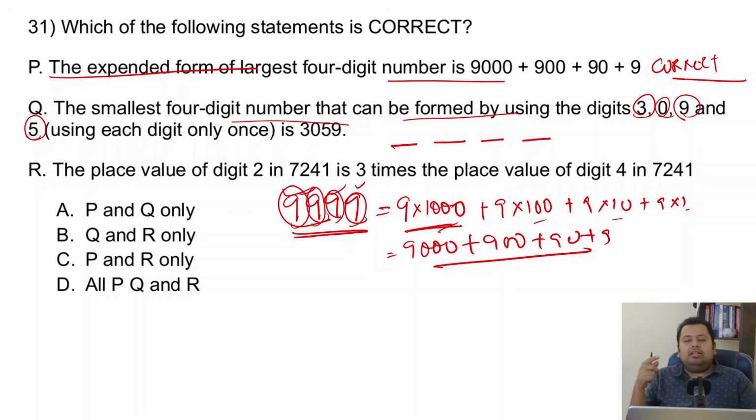Then, in the hundreds place, the next smallest number, in the tens place, the next smallest number, and the last number in the ones place, right? Now, within 3, 0, 9, and 5, which is smallest? 0 is the smallest. Now, if I put 0 over here, will it still become a four-digit number? No, it will not. It will become a three-digit number, because 0 at the first place has no value at all.